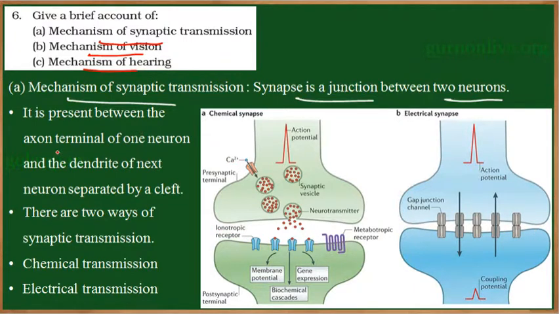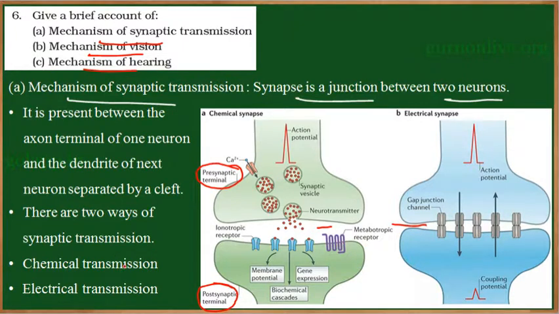It is present between the axon terminal of one neuron and the dendrite of the next neuron, separated by a cleft, and this cleft is called the synaptic cleft. The presynaptic terminal is the axon terminal and the postsynaptic terminal is the dendrite of the next neuron, and these two are separated by a space which is called the synaptic cleft. Here also, presynaptic terminal and postsynaptic terminal.